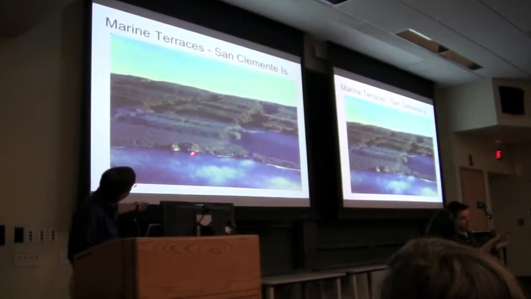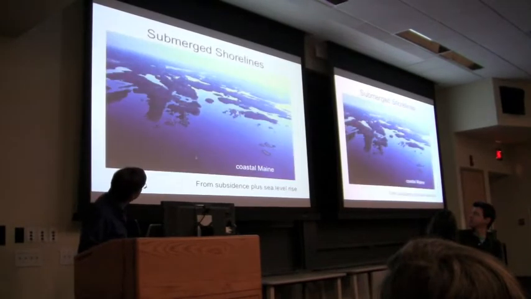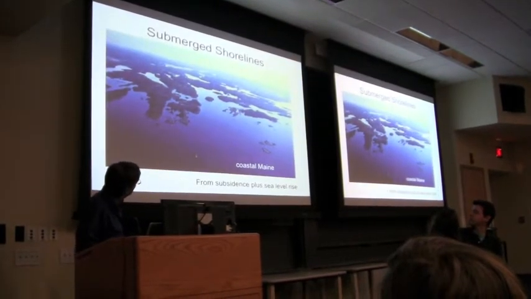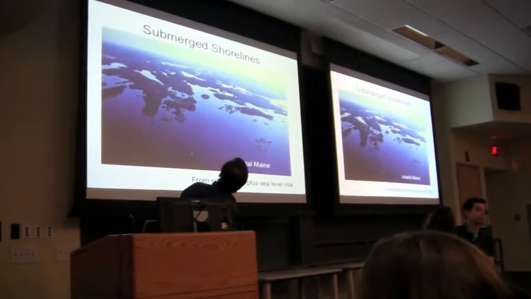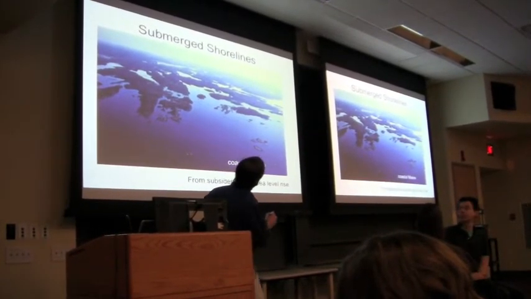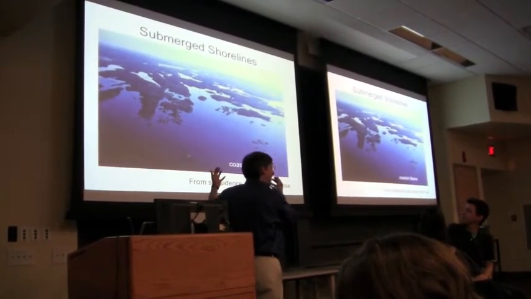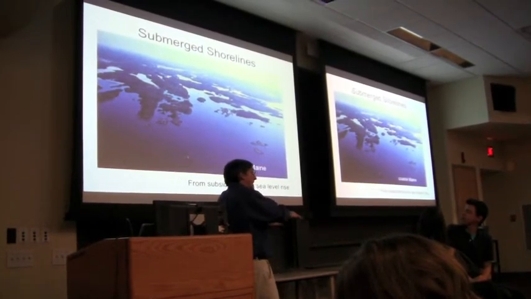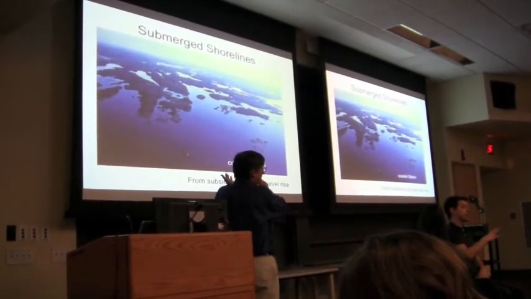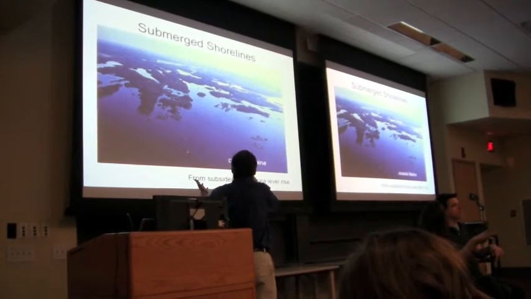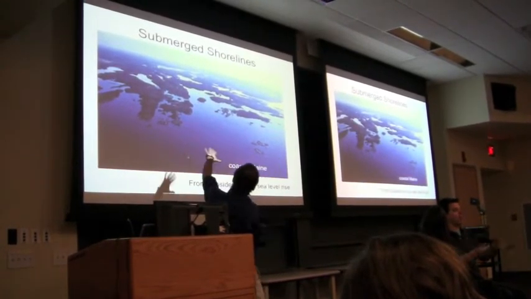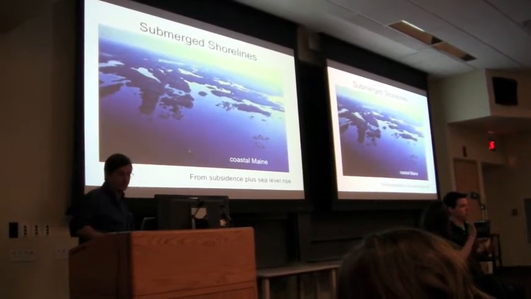Other examples, repeated rises and falls of sea level. On the east coast here, submerged shorelines. Looking at the other side of the coin, instead of material rising up, here we might have either sea level rise or the land falling down, and the ocean is encroaching progressively inland.